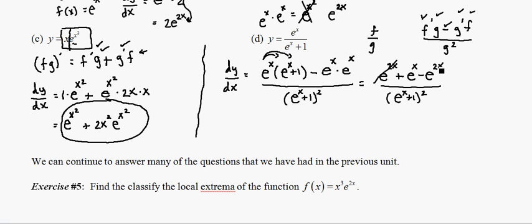Alright, but now we can cancel these two terms, and we're going to be left with e to the x divided by (e to the x plus 1) quantity squared.